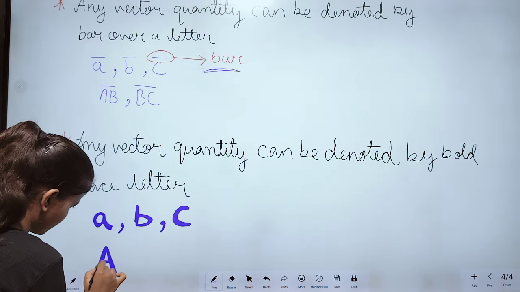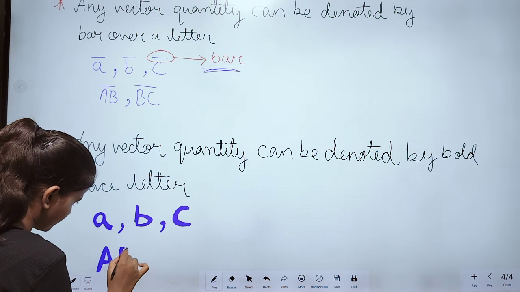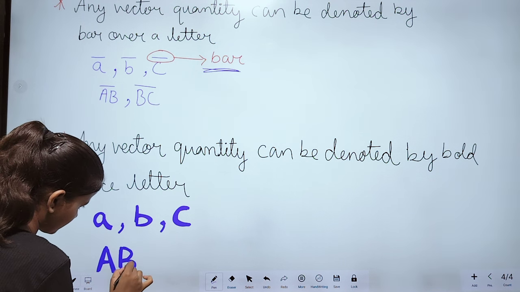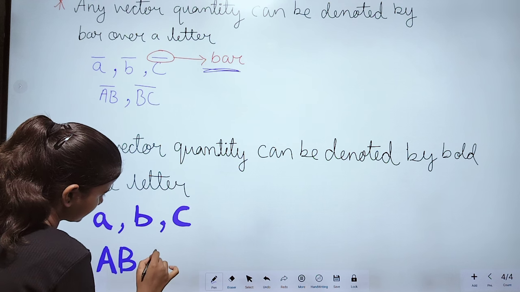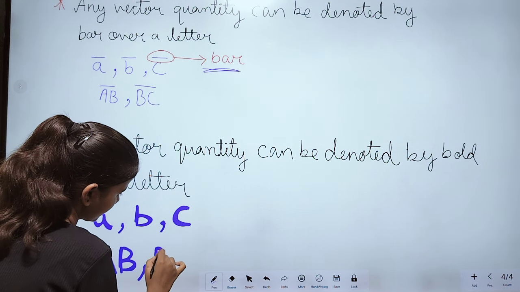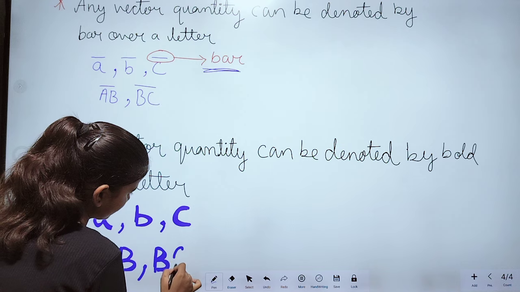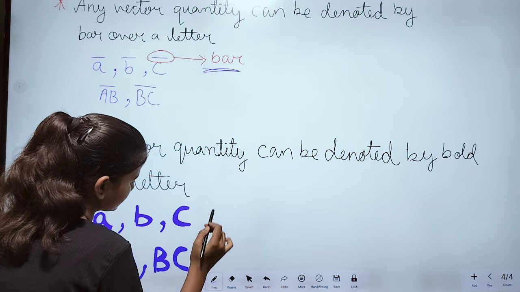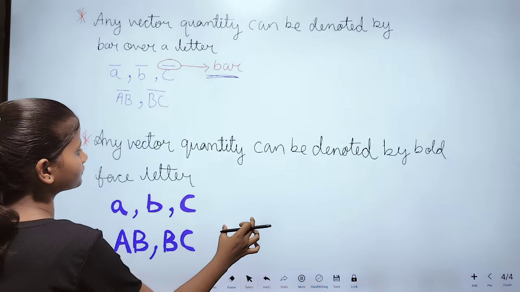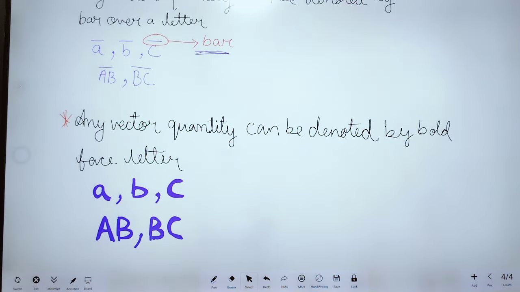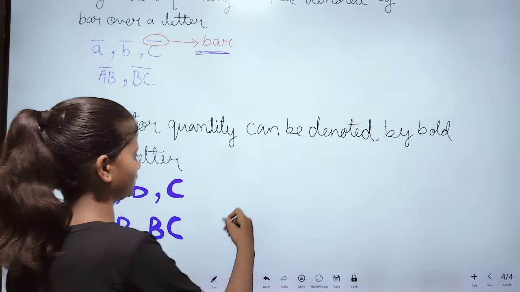Okay, AB vector, BC vector. Okay, etc. So you can also denote it, a vector quantity can also be denoted by a boldface letter like this. Okay, but it takes too much time to do.